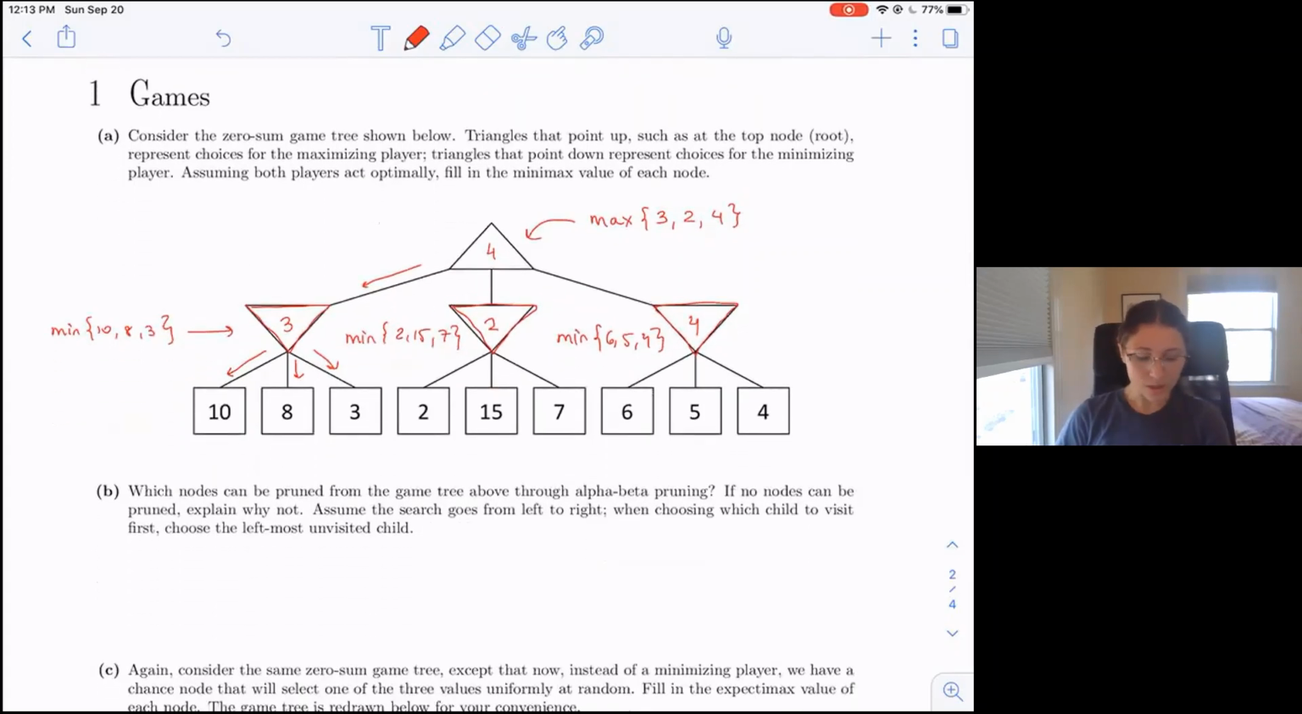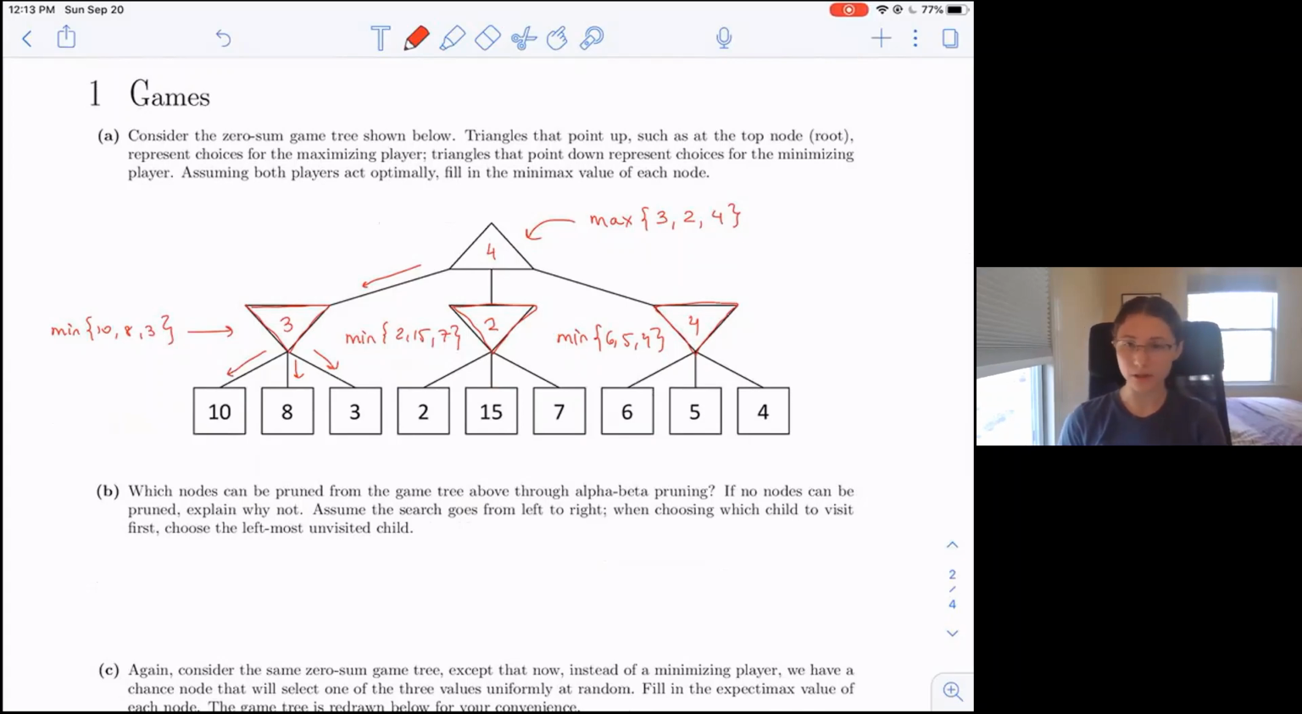Next question says, which nodes can be pruned from the game tree above through alpha-beta pruning? If no nodes can be pruned, explain why not. Assume the search goes from left to right, and when choosing which child to visit first, choose the leftmost unvisited child. So what is alpha-beta pruning trying to do?